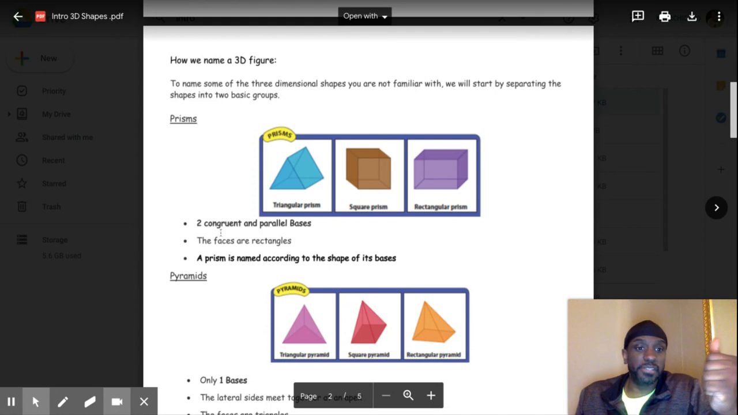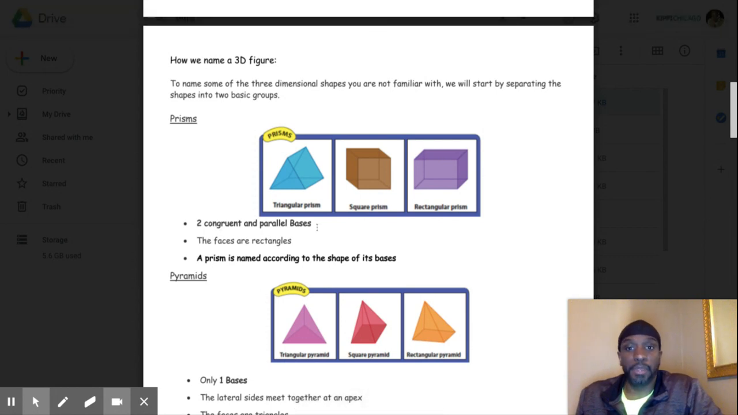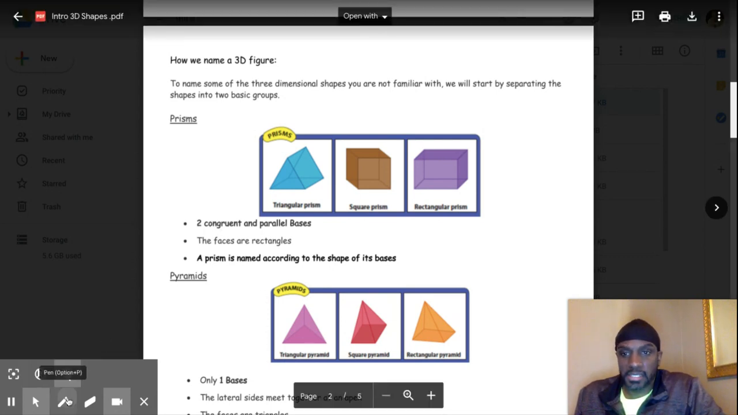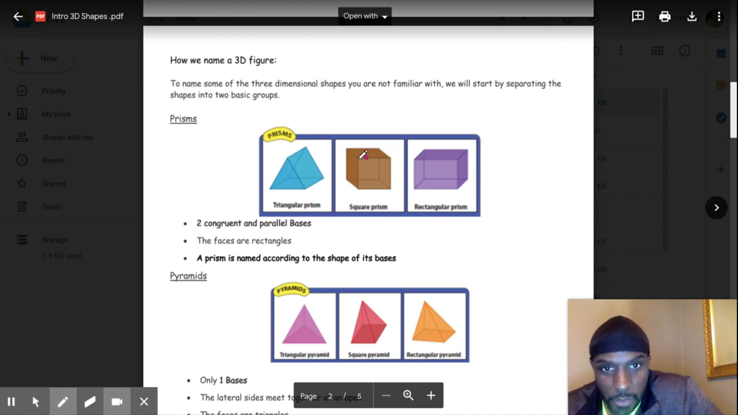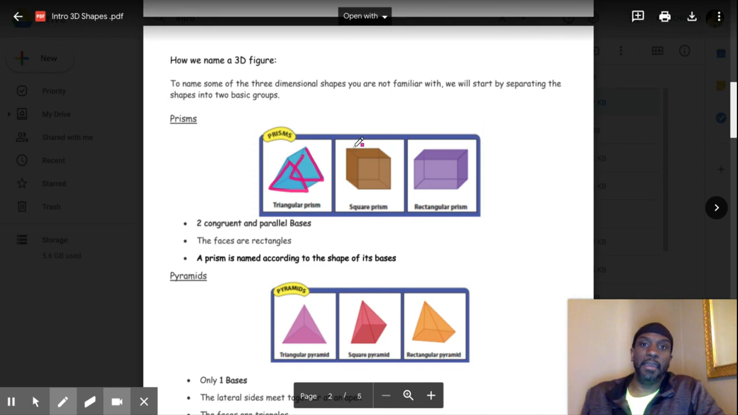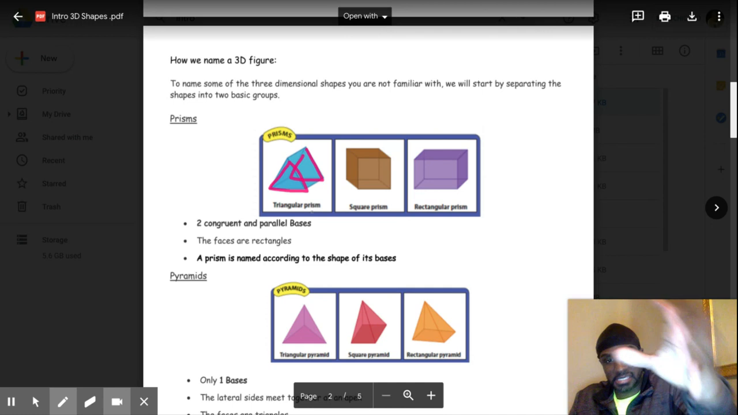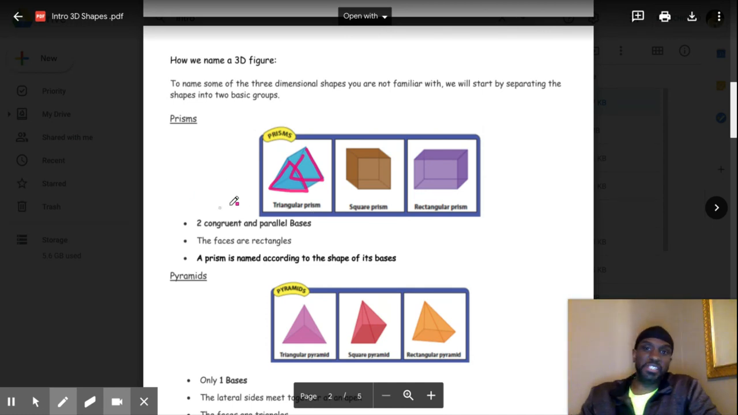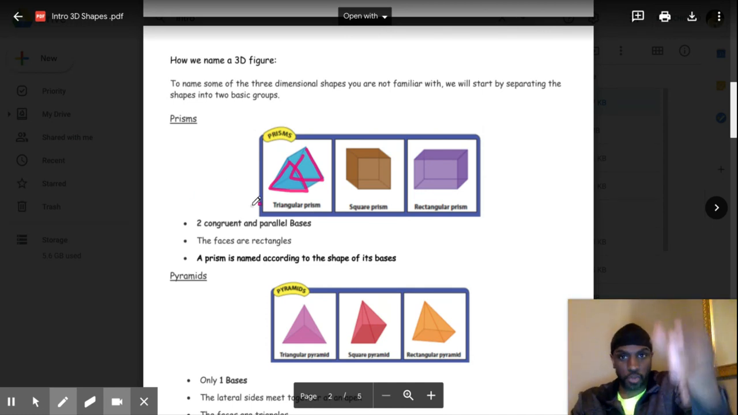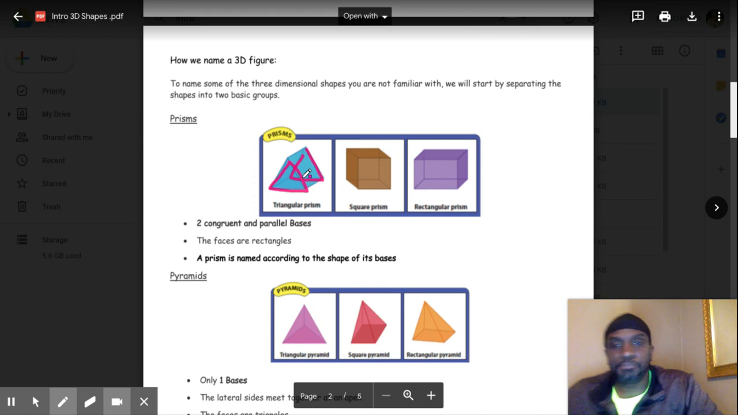What are the characteristics of prisms? Prisms have 2 congruent parallel bases. So let's look at these shapes right here. These are all prisms. Here are the bases. See, this is the base here, but it's not necessarily on the bottom, okay? They're saying that these 2 triangles are the bases, okay? That's why it's called a triangular prism. So actually, this thing should be standing up the other way. It should be standing on top of the triangles. The triangle should be the base of it, okay?